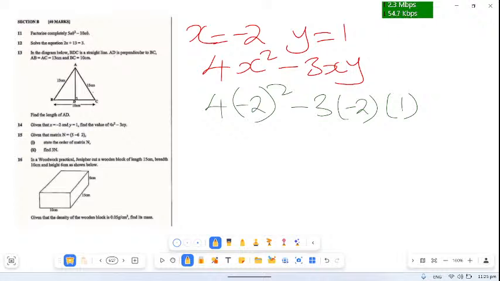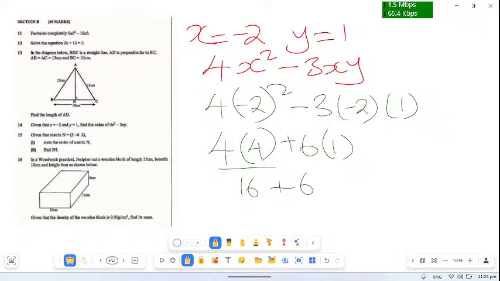Okay, now once I've done that, you can write 4, then negative 2 times negative 2 will give me positive 4. So 4 times 4, then negative 3 times negative 2 will give me positive 6 times 1. Then I multiply these. So 4 times 4 will give me 16 plus 6 times 1 will give me 6. Then I add, that will give me 22. 16 plus 6 will give me 22.